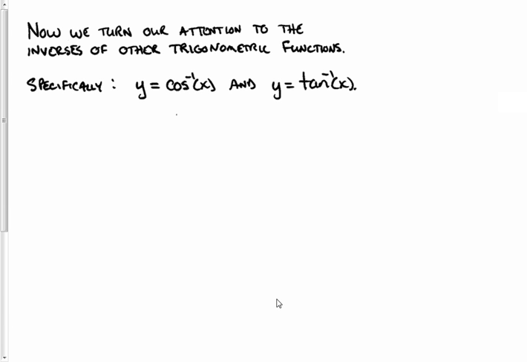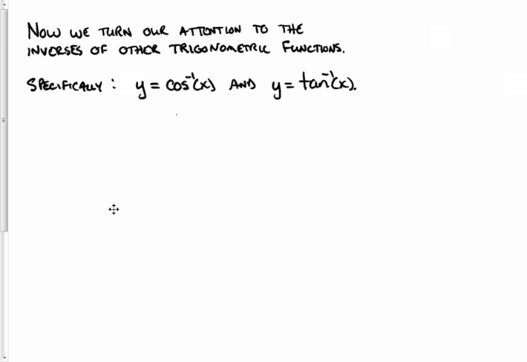Well, let's turn our attention to two other inverse trig functions, and that's the inverse cosine function and the inverse tangent function. You notice the notation there. Sometimes the inverse cosine function is called arc cosine, and sometimes the inverse tangent function is called arc tangent, A-R-C, arc tangent, arc T-A-N.